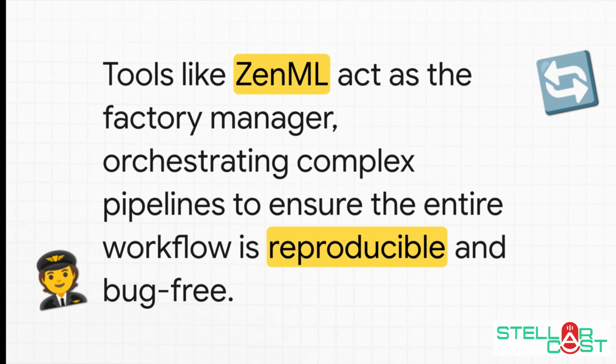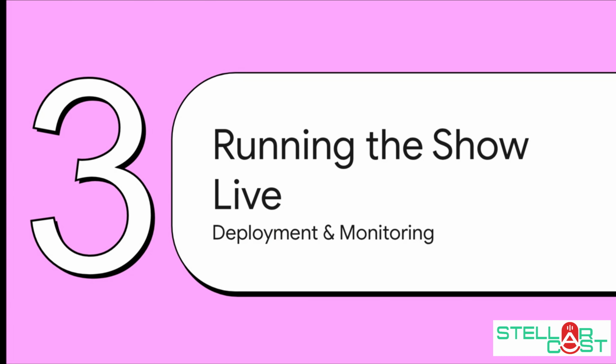Okay, so you've got all these moving parts. How on earth do you make sure everything happens in the right order at the right time? That's exactly where an orchestrator like ZenML comes into play. Just think of ZenML as the factory manager. It's their job to watch over the entire assembly line, making sure data gets from station A to station B correctly, and that the whole process is perfectly repeatable and as bug-free as possible. The model is built, it's been tested, it's packaged up. You know what that means? It's opening night.